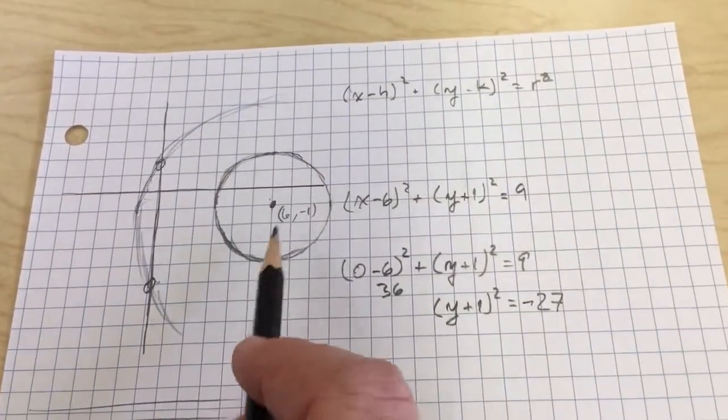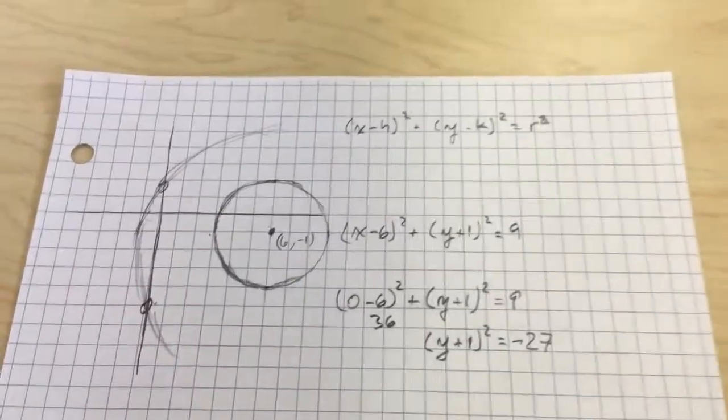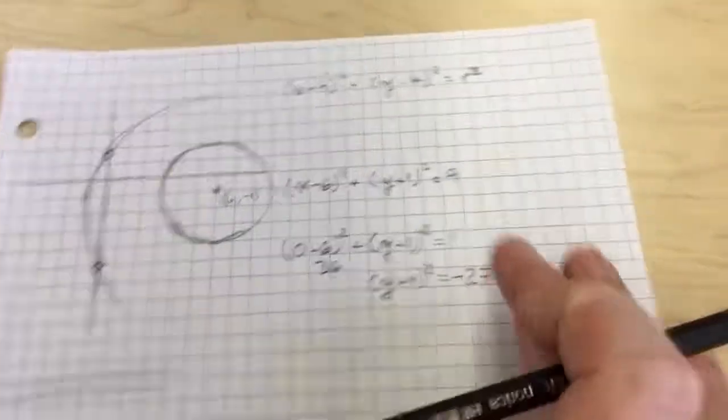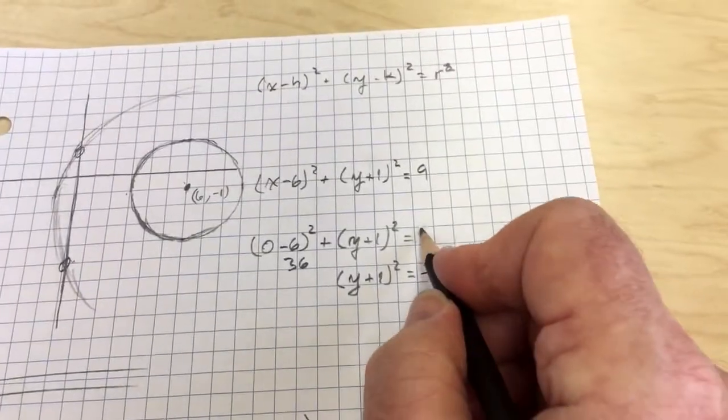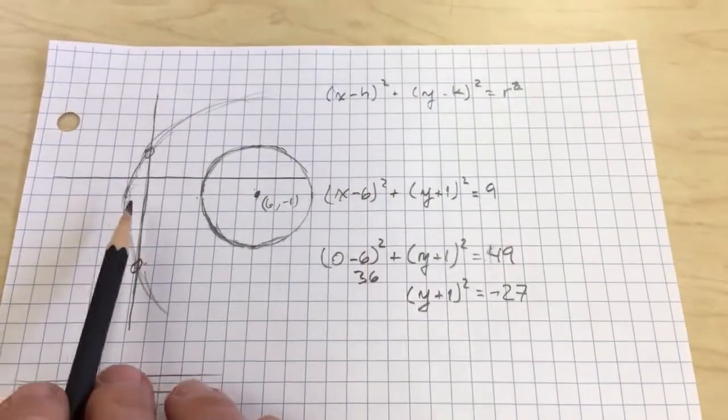What did I do wrong? Did I do this right? Let's see. Oh, because it's no longer 9. Now I'm talking about a circle with the same center but a different radius. I've got to change this. Wow, that was close. So 49 is now my new right-hand side, the equation of the circle with a radius of 7.